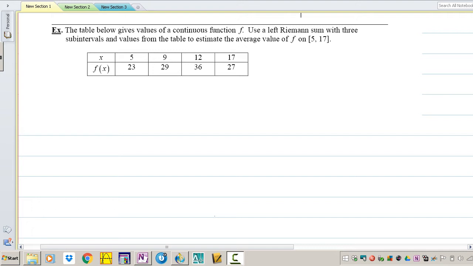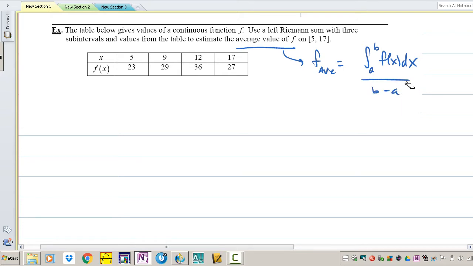So let's go ahead and begin with our second example. The table below gives values of a continuous function f. Use the left Riemann sum with 3 subintervals and the values from the table to estimate the average value of f. So what is the average value of f? The average value of f was the integral from a to b of f of x dx, but we divided by b minus a, or you can bring b minus a as a constant in the front of the integral. It's the same thing.